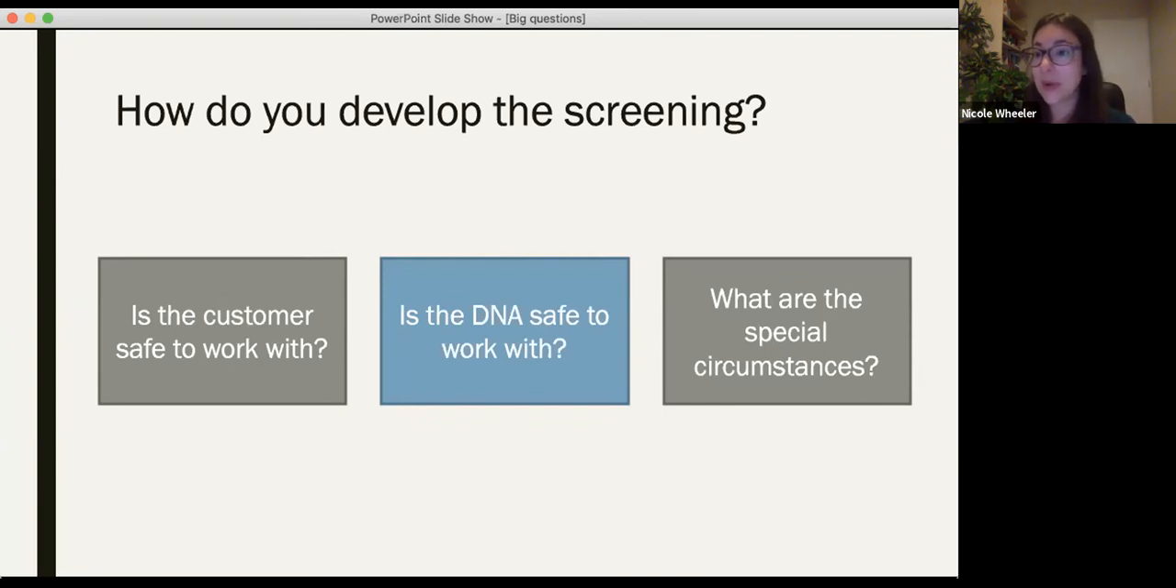So does the DNA pose any potential risk? As I said in the AI section, we still don't know a lot about that, so it's a hard decision to make. And finally, what are the special circumstances associated with each order? There are a lot of really good reasons to work with potentially dangerous DNA. If you want to develop a vaccine or a treatment, that might be something you need to do. So we need to design flexibility in what people can order and why.